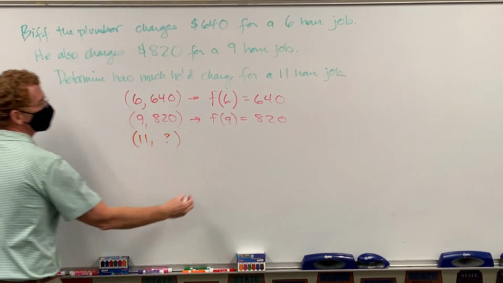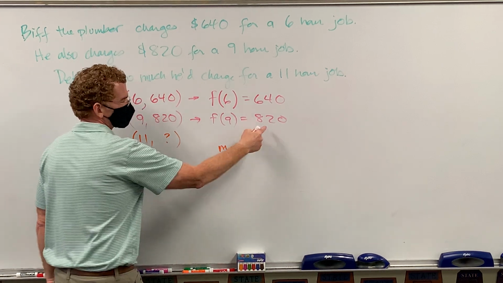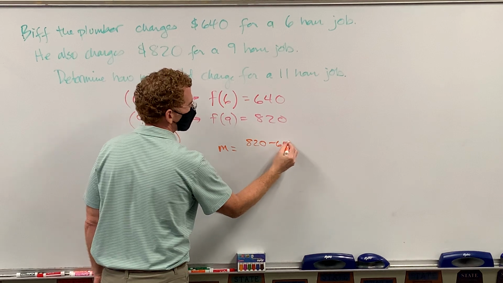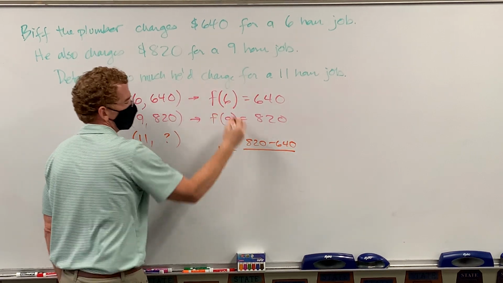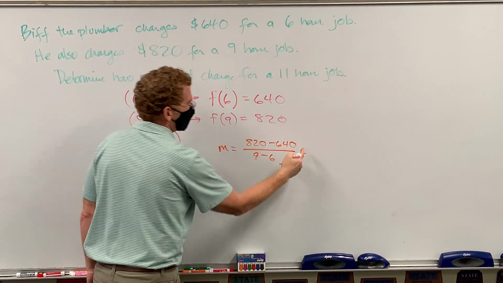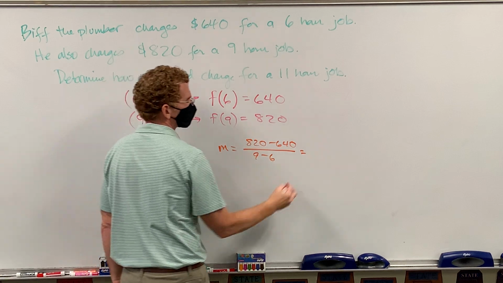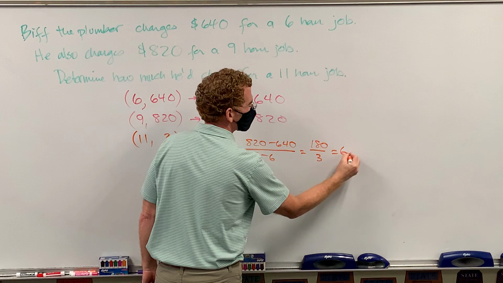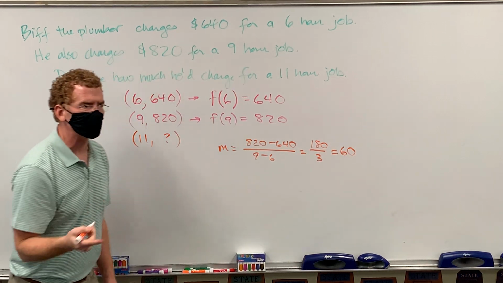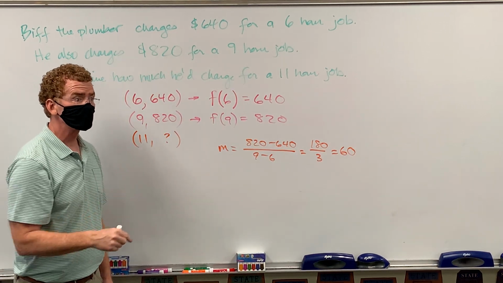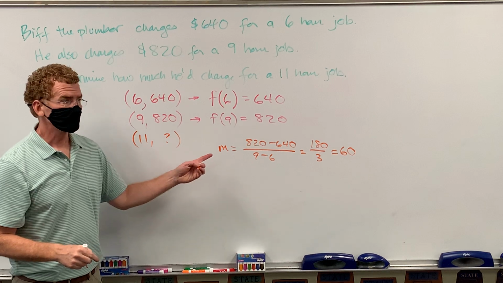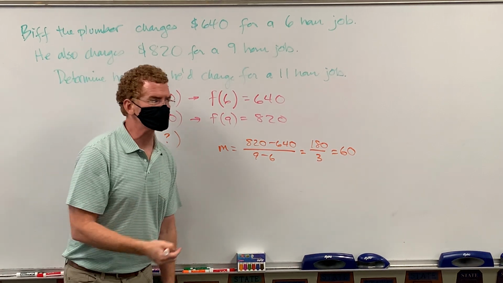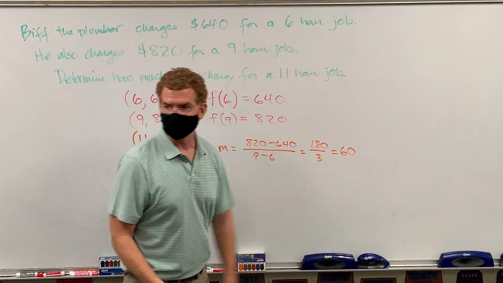What would be the slope here? 820 minus 640. So 820 minus 640, y minus y, over 9 minus 6, and I get what? 180 over 3, which is 60 bucks. That is the slope. That's my 60 bucks per hour this guy's charging me, which by the way is pretty cheap for a plumber.